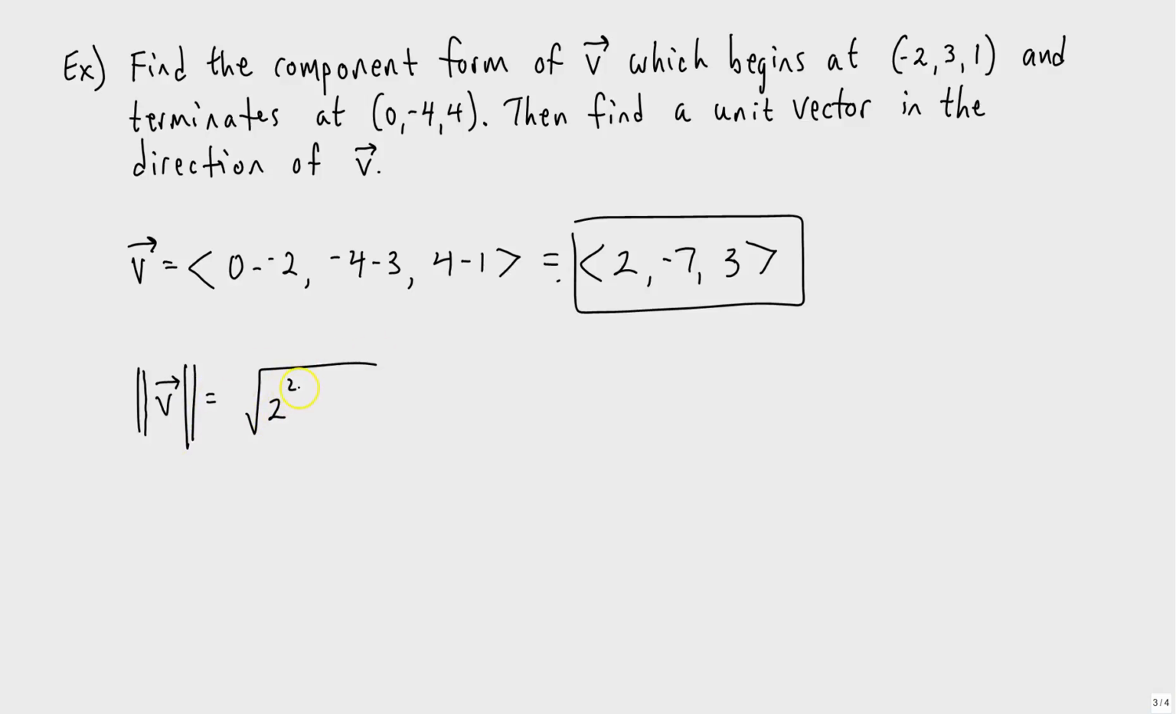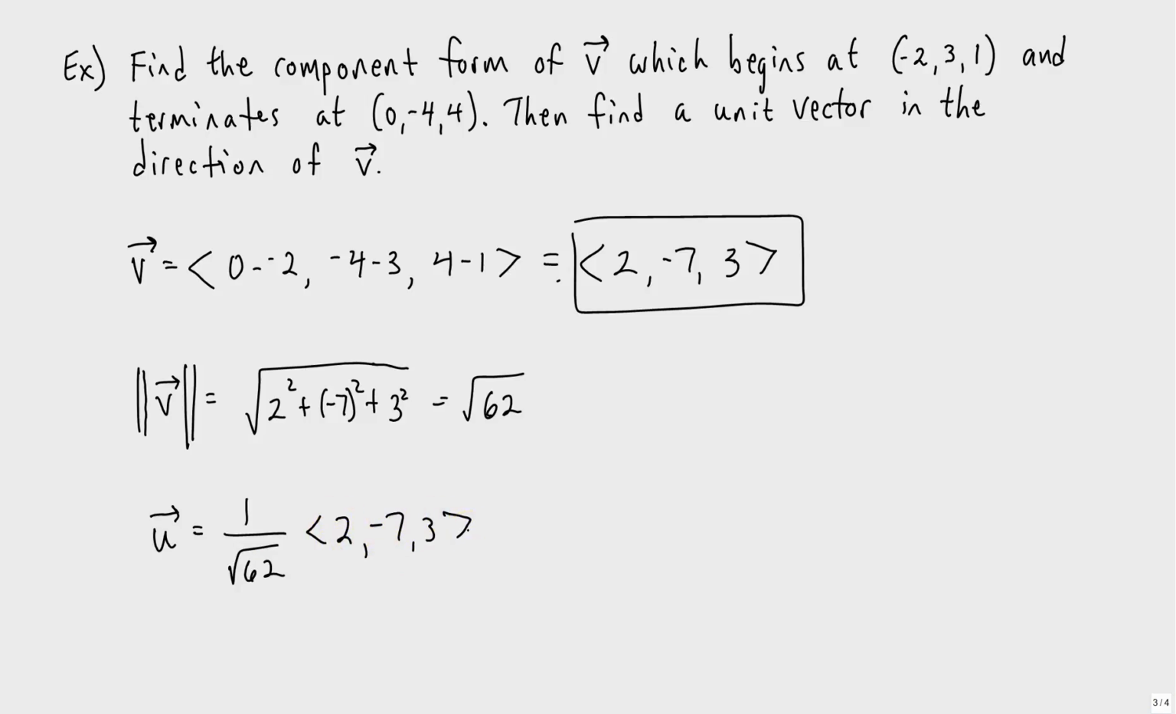So it'd be 2 squared plus -7 squared plus 3 squared, which comes out to be the principal square root of 62. So our unit vector in the same direction as v will be 1 over the principal square root of 62 times vector v. So there's some scalar multiplication here. We're going to end up with 2 over that principal square root, -7 over that principal square root, and 3 divided by that principal square root.